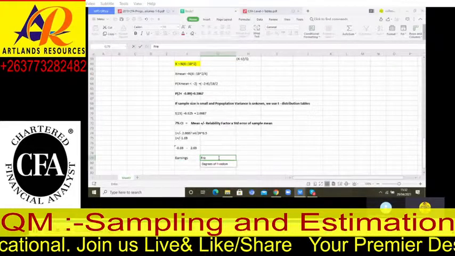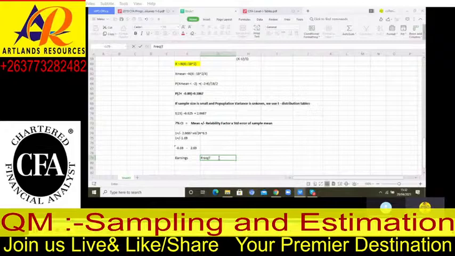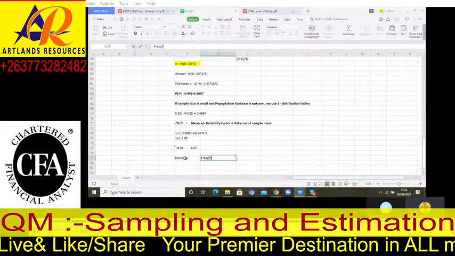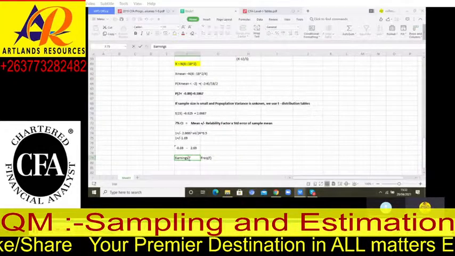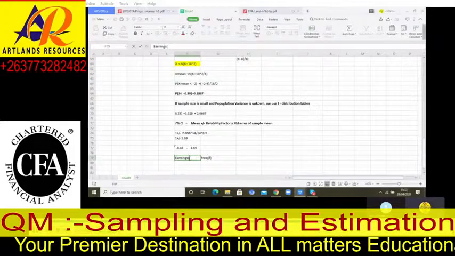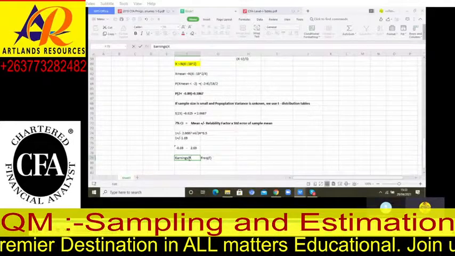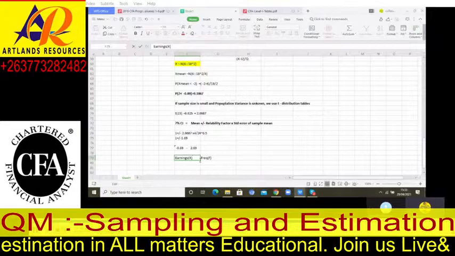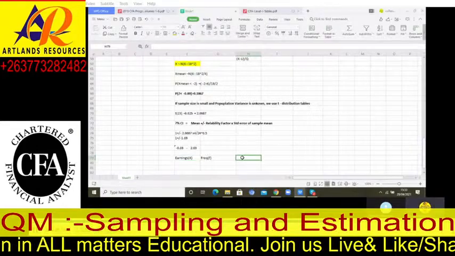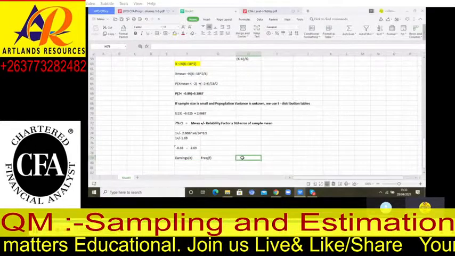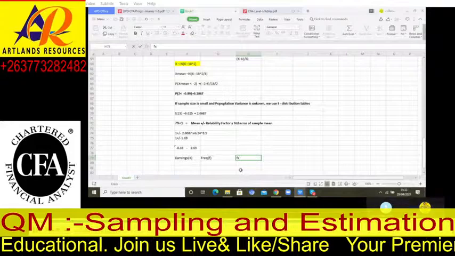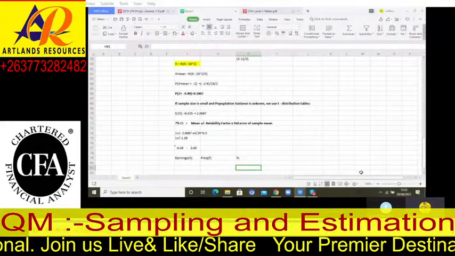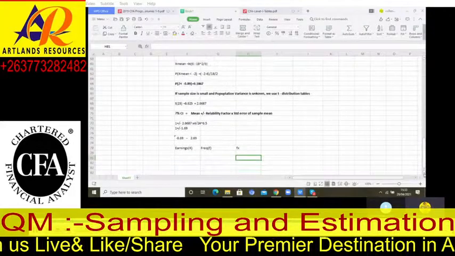Frequency, we can refer to it as F. Earnings, we can refer to it as X. And then X times F, which is FX. Then you can find the mean that way.